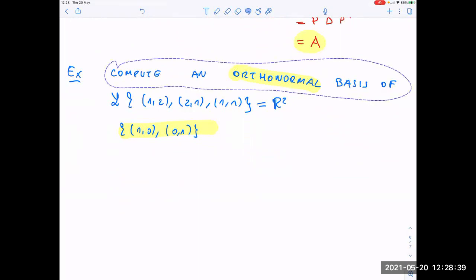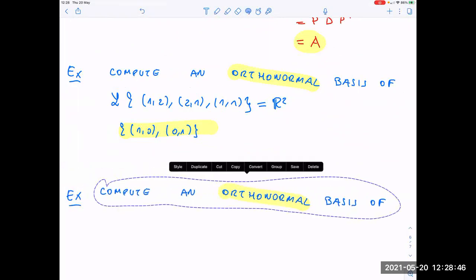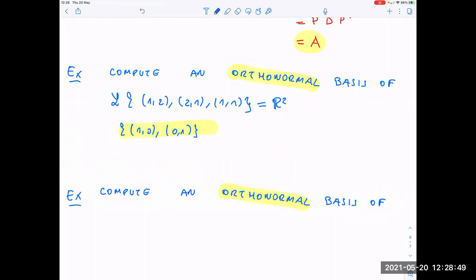Okay, so let's see another one of this kind. So compute an orthonormal basis of this one. V is the set of (X, Y, Z, T) in R4 such that X plus Y equals Z minus T equals X plus Y plus Z plus T equals 0. So let's see how you can find the orthonormal basis of this one.